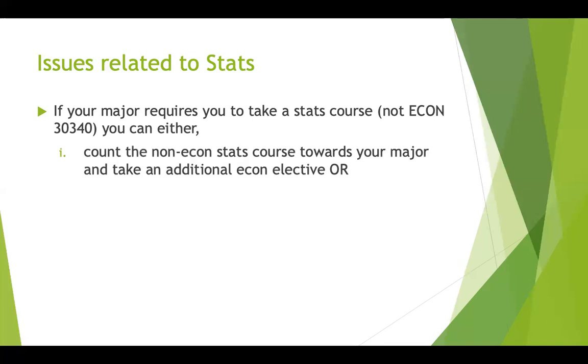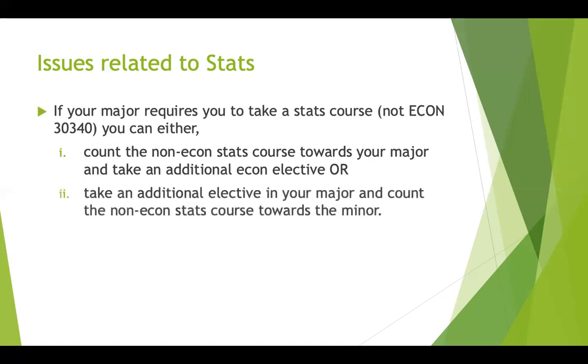So for example, if you're a psych major and a business econ minor, you could use that psych stats towards your major. Instead of taking an additional stats class to satisfy the business econ minor, you can just take an additional econ elective, something like econ of immigration, environmental econ, money and banking, etc. Just so that you're still satisfying the 5 course requirement.